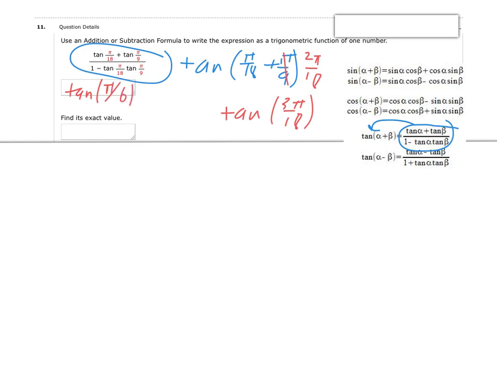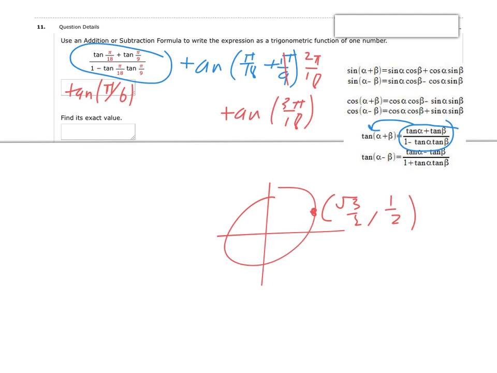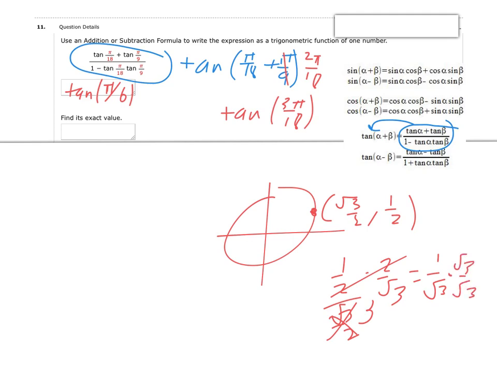So then the next piece, I would go to the unit circle. So pi over 6 is right here. The coordinates are rad 3 over 2, comma 1/2. And so the tangent would be 1/2 divided by rad 3 over 2, which if we multiply by the reciprocal would be 2 over rad 3. And that'll be 1 over rad 3. And so we get rad 3 over 3.